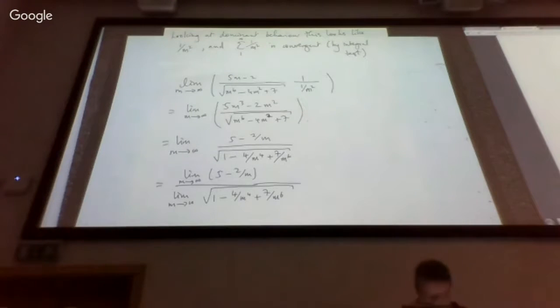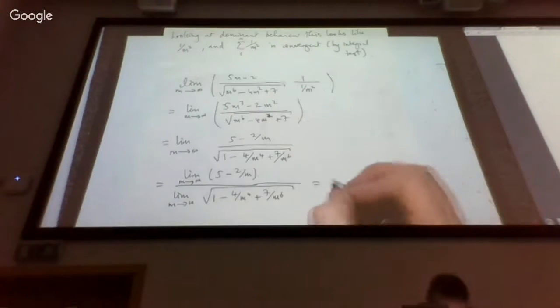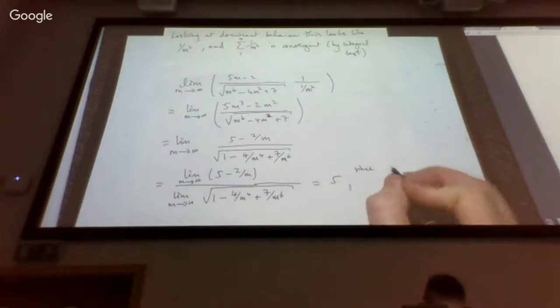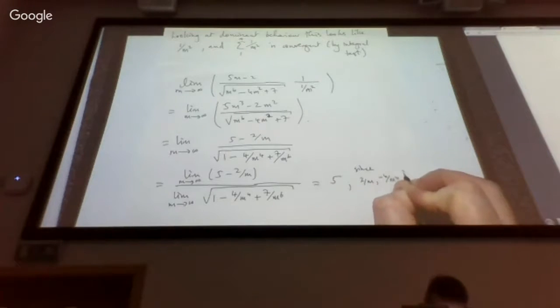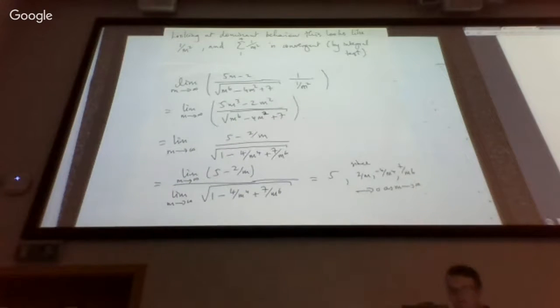Here we can say that the 2 over m is converging to 0, the 4 over m^4 and the 7 over m^6, those are all converging to 0. So this we'll say is converging to 5 over the square root of 1, which is equal to 5, since 2 over m, 4 over m^4, 7 over m^6 all converge to 0 as m tends to infinity.